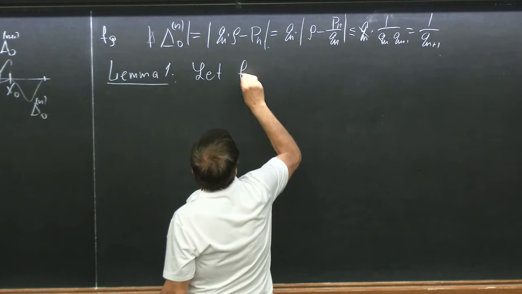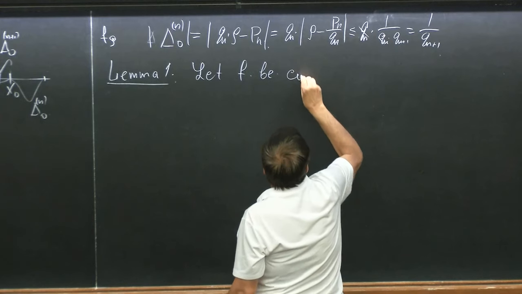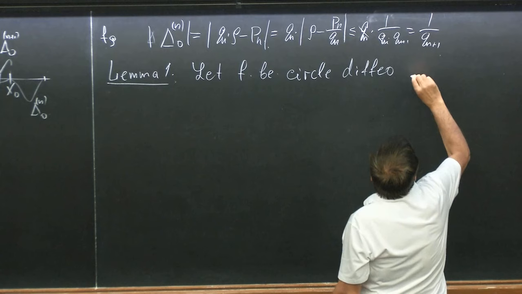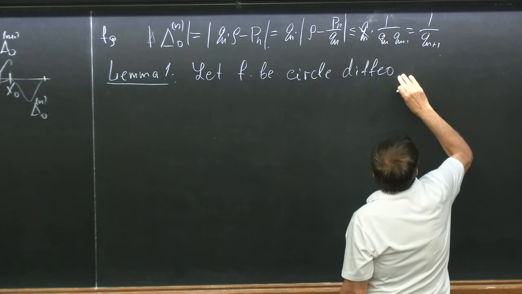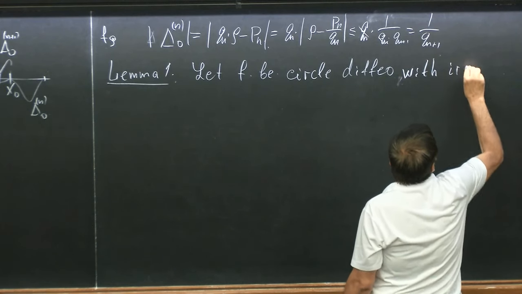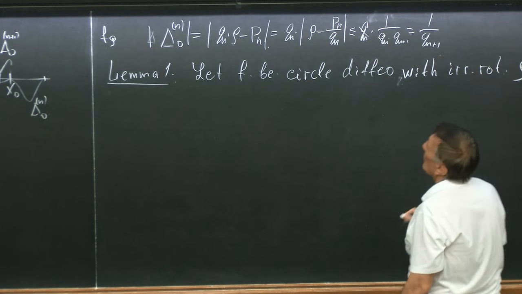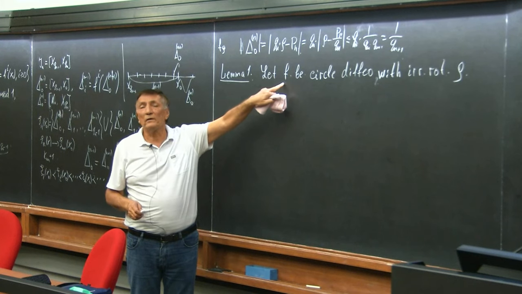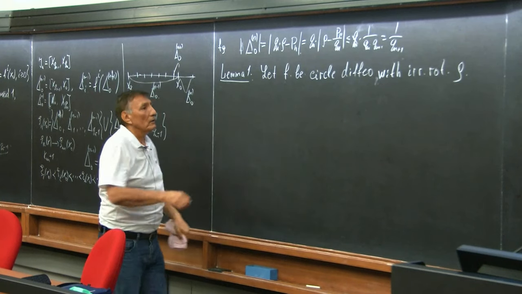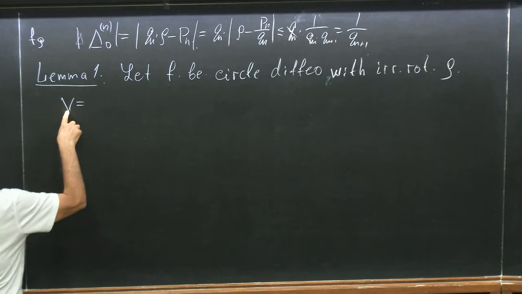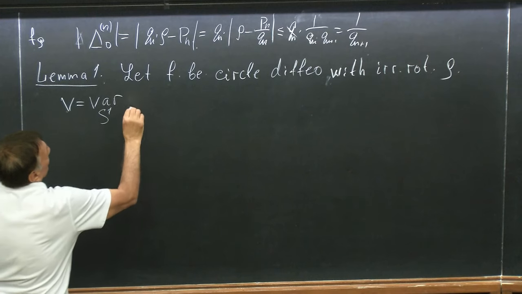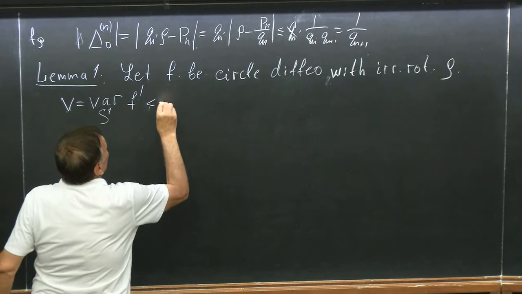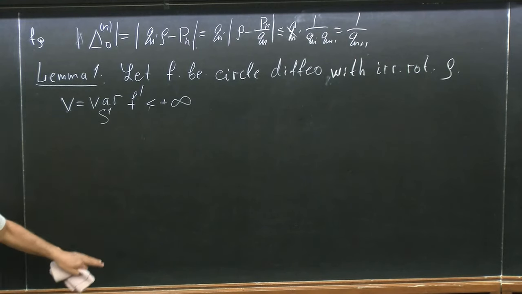Let f be a circle diffeomorphism with irrational rotation number rho. F is invertible. F belongs to the class C1, and the inverse map also belongs to the class C1 on the circle. Now we denote by V the total variation of the derivative of f. Then we suppose this one is finite. So the total variation of f prime is finite.